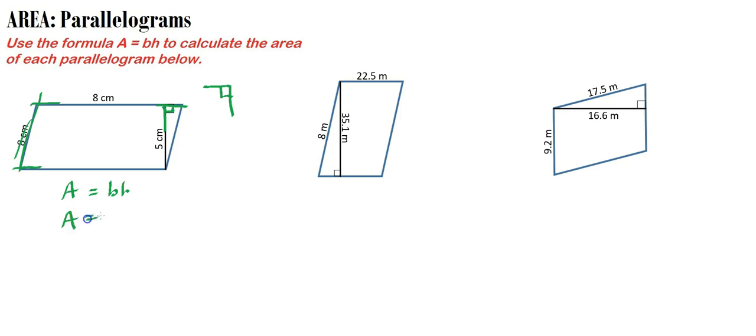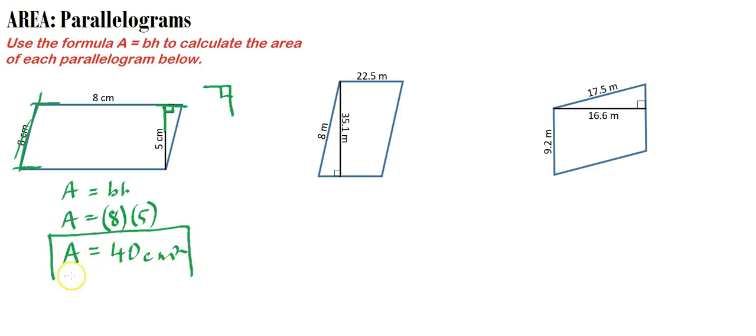So area equals, we now know the base, which is 8, multiplied by the height, which is 5. And 8 times 5 is 40. Units of measurement, centimeters. We're talking area, so they've got to be squared units.